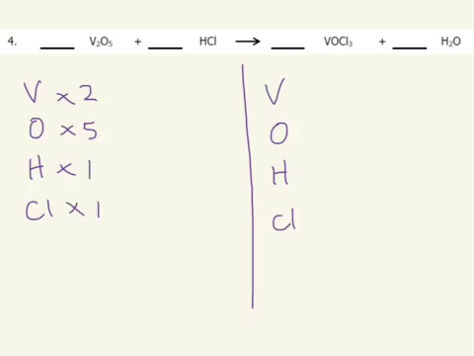On my product side, I've got 1 of these V's, so I'll write that down, 1, and I'm going to skip the oxygen for the moment. I'm going to count the chlorines next, and I'll come back to the oxygen. So there's 3 chlorines there, and while I'm here I'll count the hydrogens as well, so there's 2 there. So 3 chlorines and 2 hydrogens, so times 3 and times 2.